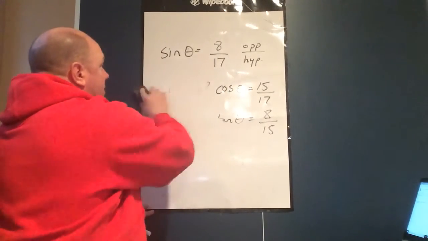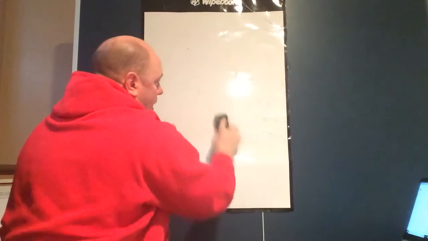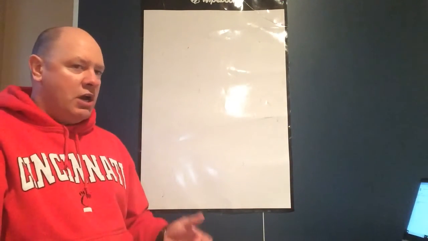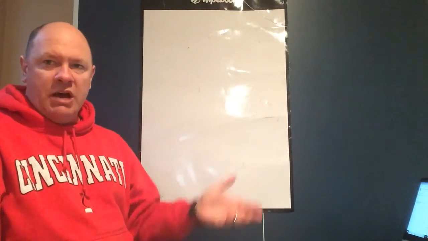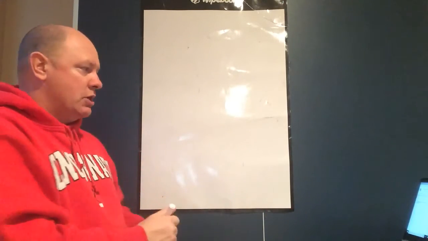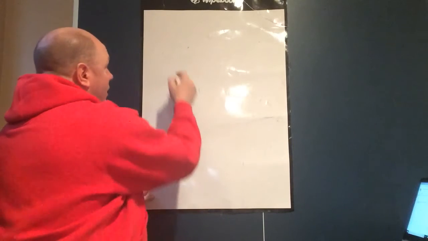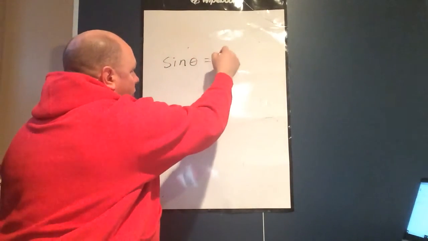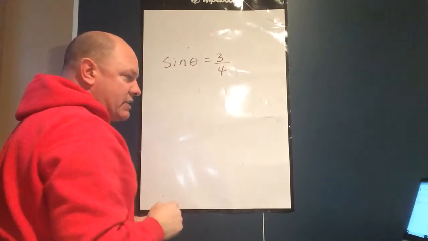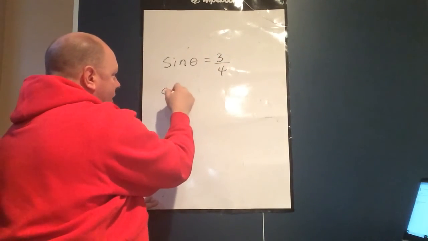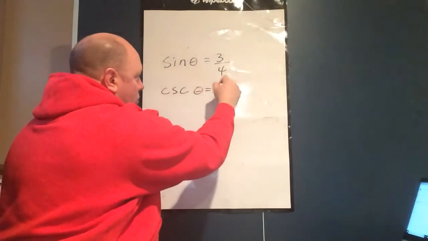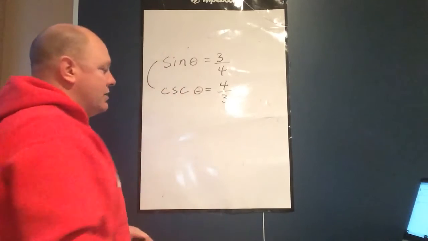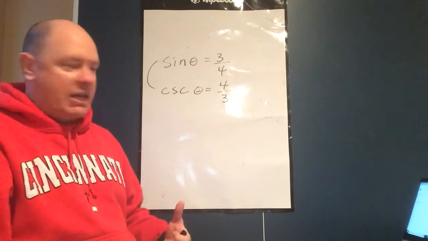The next part is your secondary ratios. Your secondary ratios are really just the flip version of your primary ratios. In the example we have here, sine theta equals 3 over 4. The one that's combined with this is cosecant theta, which would be 4 over 3. Cosecant and sine are matched up together here.